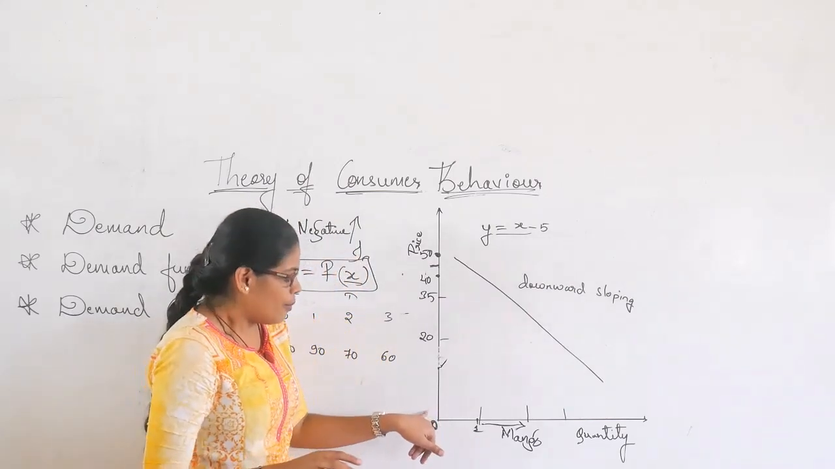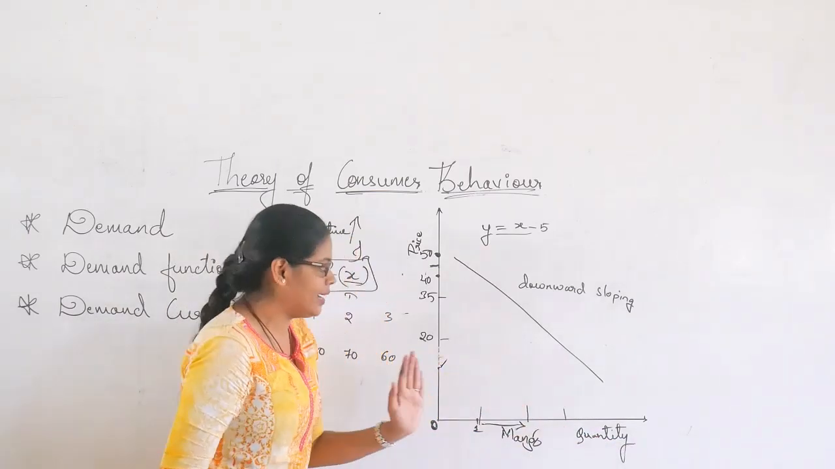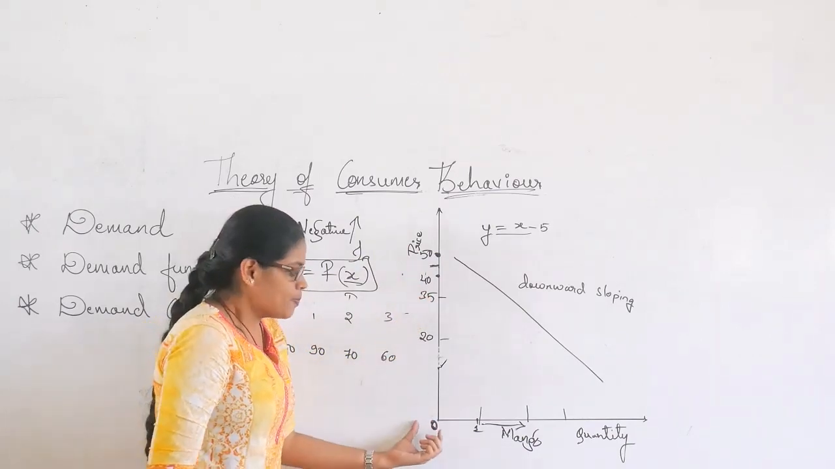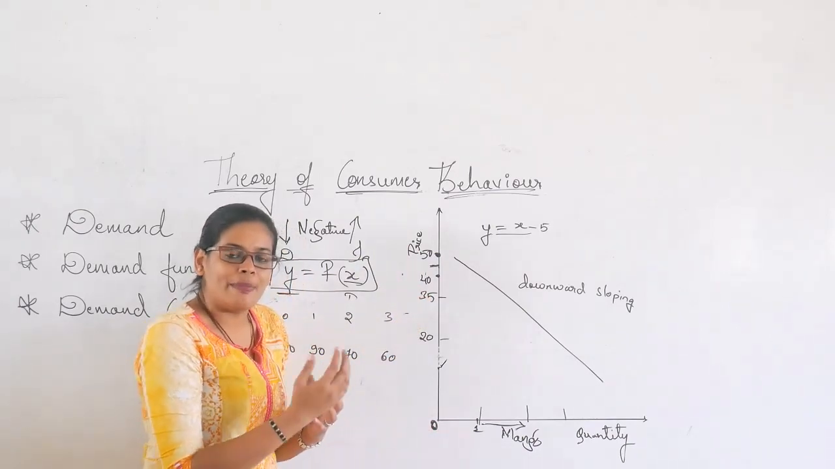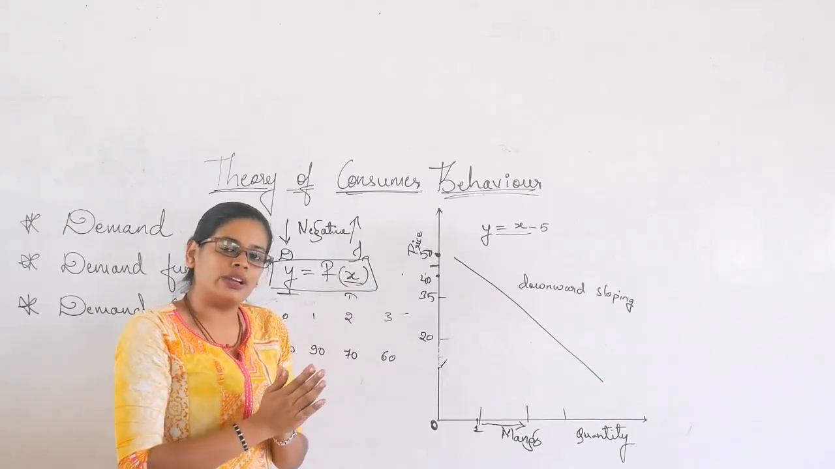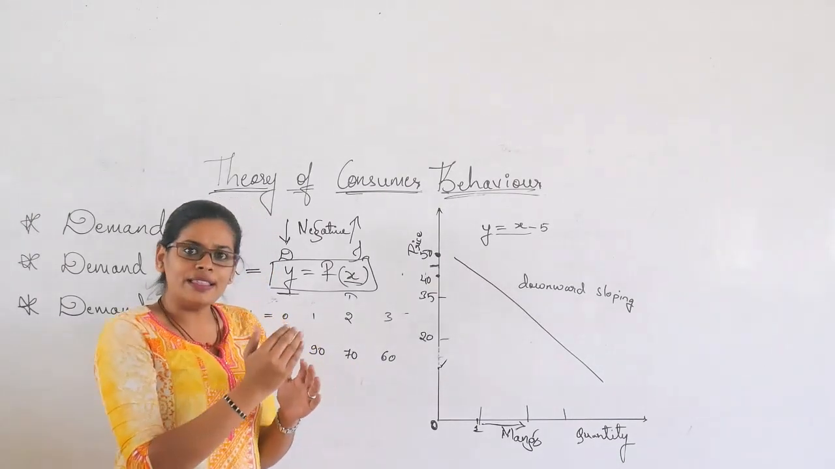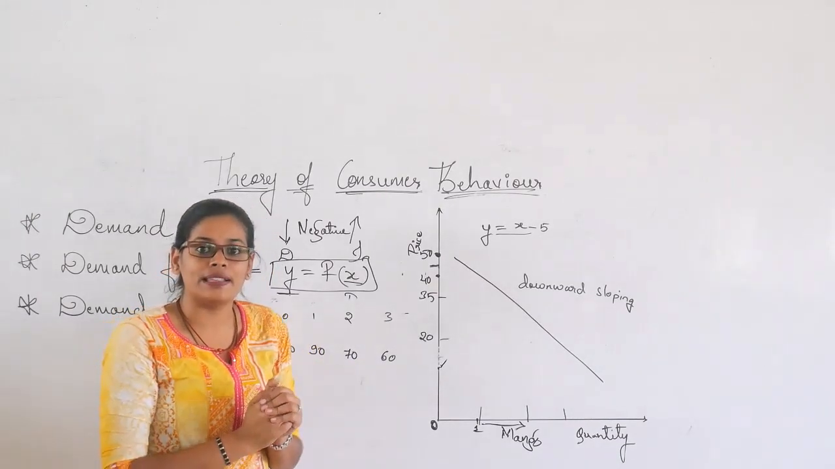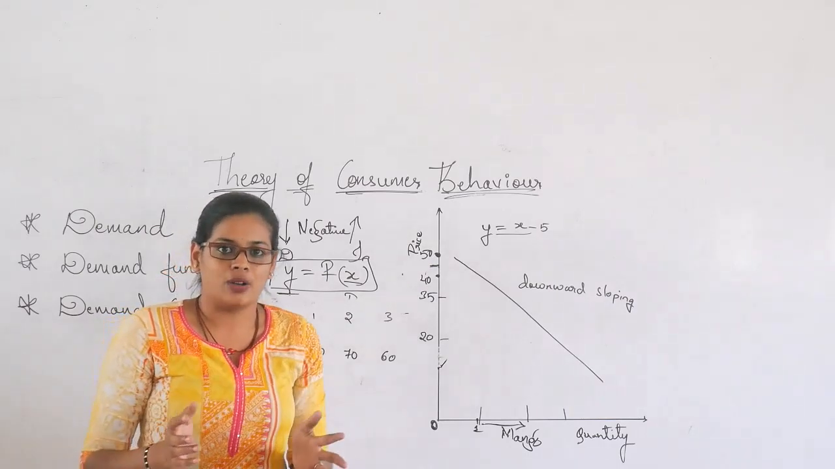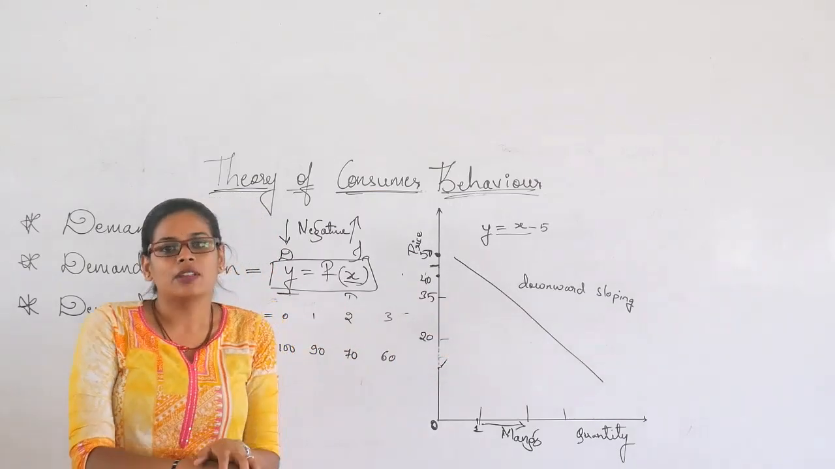On the x-axis we are talking about the quantity and on the y-axis we are talking about the price. So when the price of a mango increases, the consumer tends to buy only a very small quantity of mangoes. But when the price falls, what happens? The consumer tends to buy more quantity of mangoes. So that's the main motto of the demand curve.